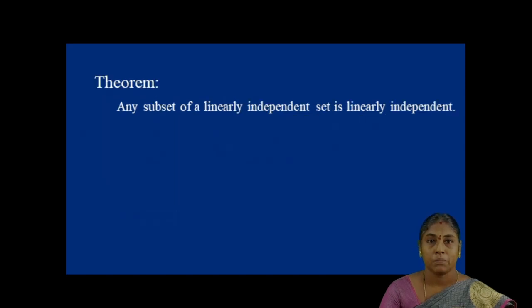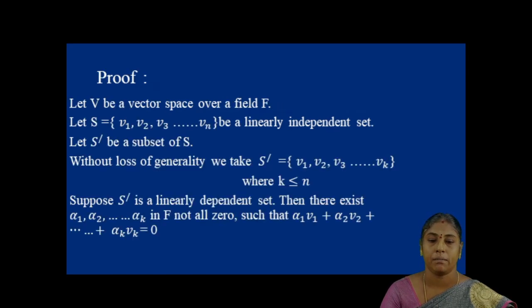Then the next theorem: any subset of a linearly independent set is also linearly independent. So, we are going to prove that any subset of a linearly independent set is also linearly independent. We have to choose a linearly independent set first and then choose a subset inside this set, and we have to prove that the subset is also linearly independent.